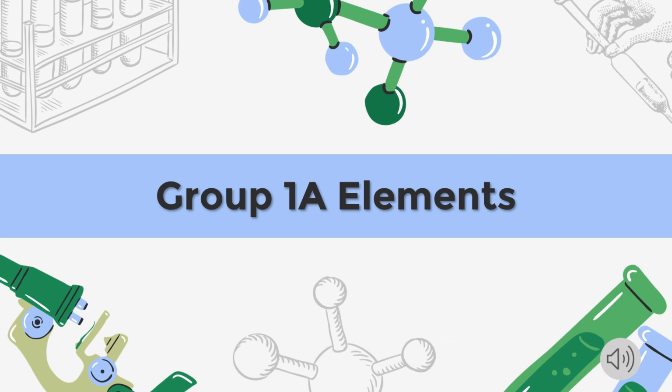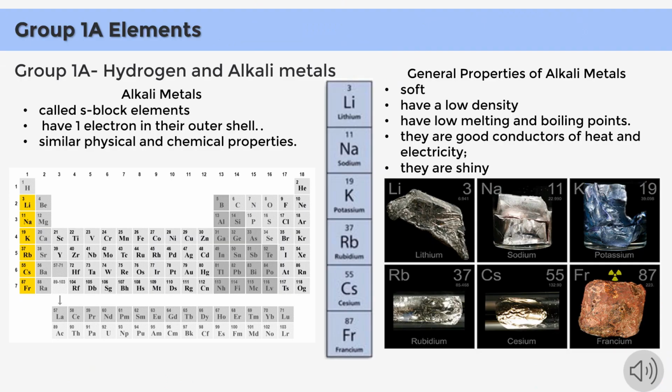Hello everyone, I'm Ron Joseph Estrella and I'm here to report about the Group 1A elements. Group 1A is composed of hydrogen and the alkali metals. Let's talk about alkali metals first. Alkali metals are composed of lithium, sodium, potassium, rubidium, cesium, and francium. They are also known as S-block elements due to their highest energy electron being in the S subshell.